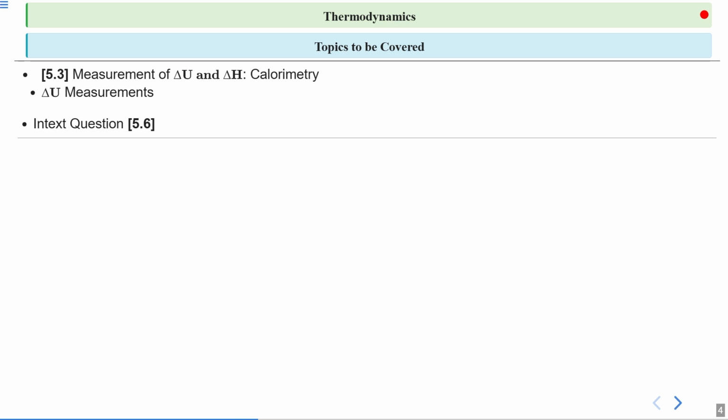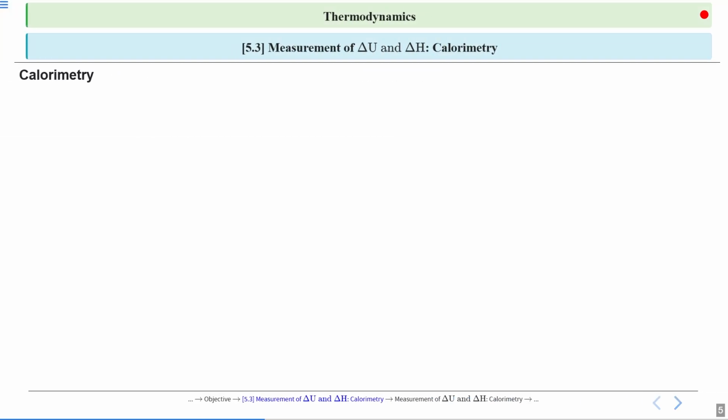Apart from this, we will also look at a question which is in text question 5.6. So let us begin our discussion.